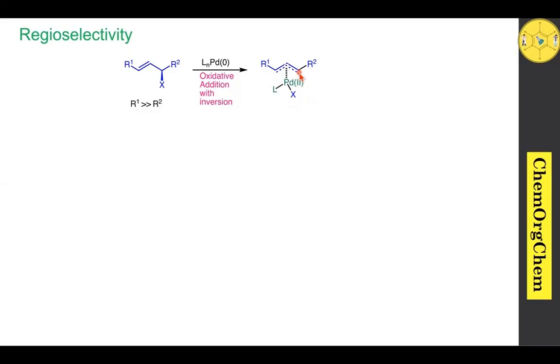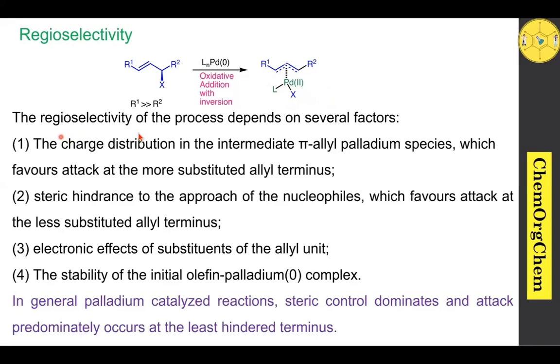So now you can see that our nucleophile can attack this carbon or this carbon. So how is the regioselectivity determined in this reaction? The regioselectivity of the process depends on several factors. For example, the charge distribution in the intermediate pi-allyl palladium species favors attack at the more substituted allyl terminus. When we think about the steric factor, steric hindrance to the approach of the nucleophile favors attack at the less substituted allyl terminus.